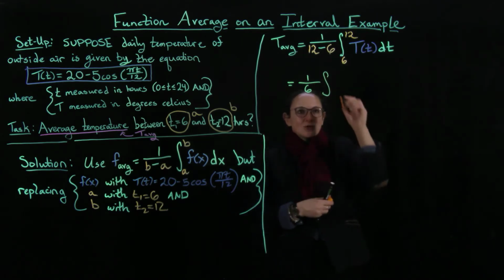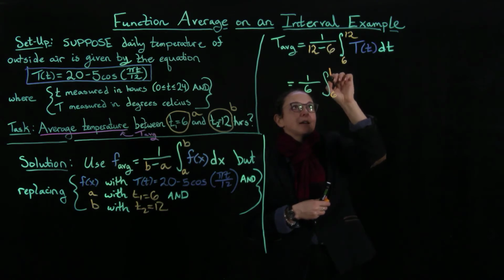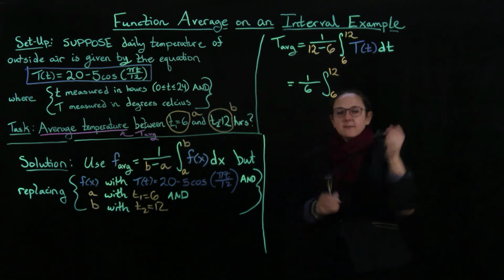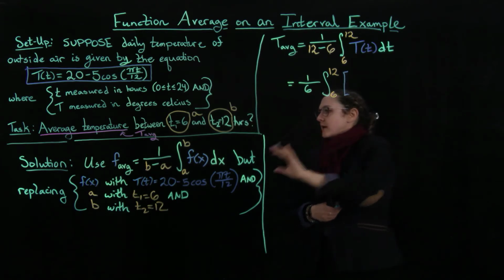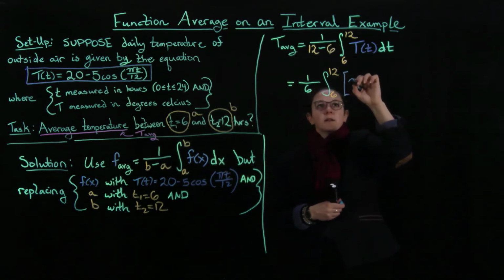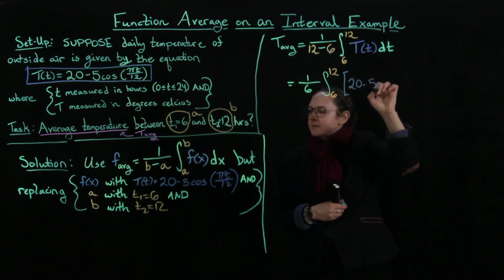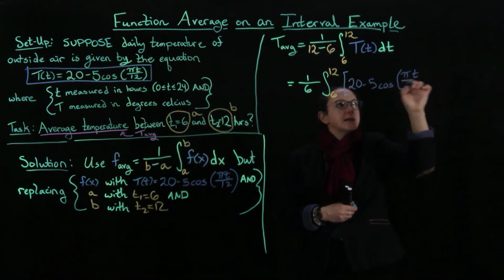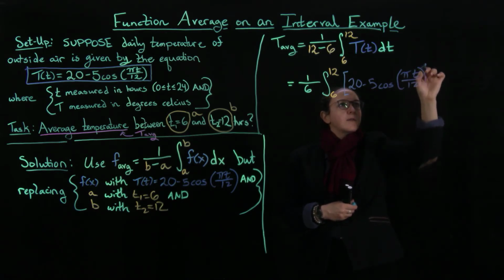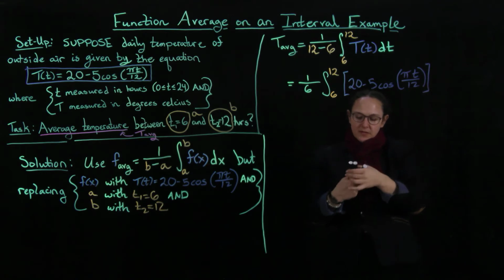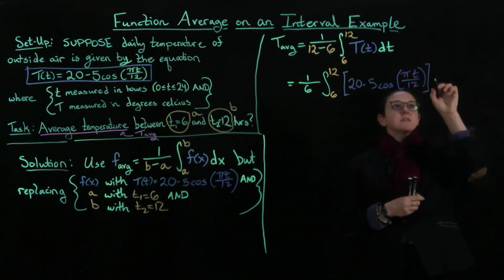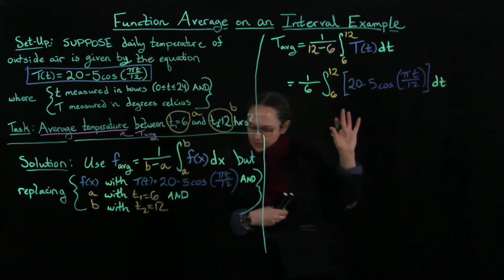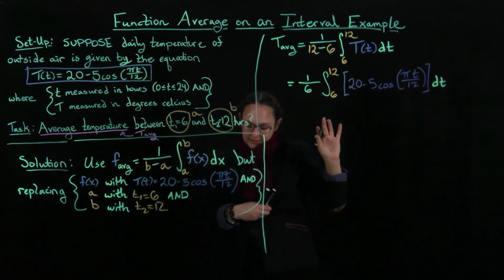I said I want to keep these bounds orange because it's going to save me a lot of confusion later. And now I want to put in my T of t. So I'm going to get 20 minus 5 cosine of pi times t divided by 12. And then we remember our function is a function of t, so I want to write dt here. Okay. Now I can go ahead and integrate this.